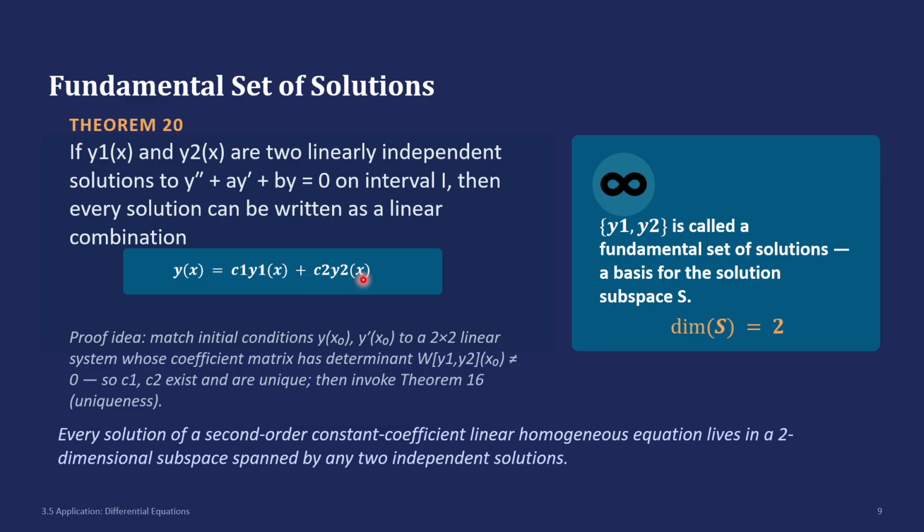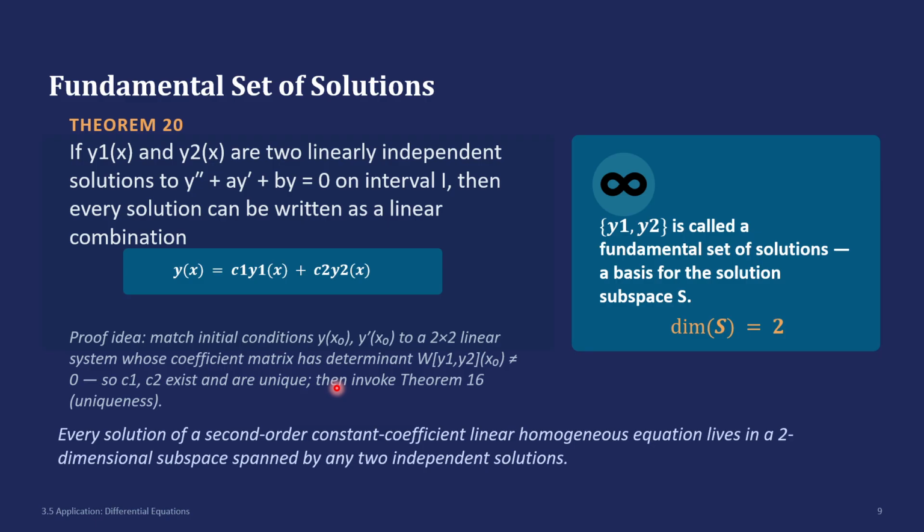c2 y2 of x. So the proof, if we're going to prove this one, is that we match the initial conditions y of x0 and y prime of x0 to a 2 by 2 linear system whose coefficient matrix has the determinant of the Wronskian of y1 and y2 with respect to x0, not equal to 0. So c1 and c2 exist and are unique, and then we invoke Theorem 16, the uniqueness.